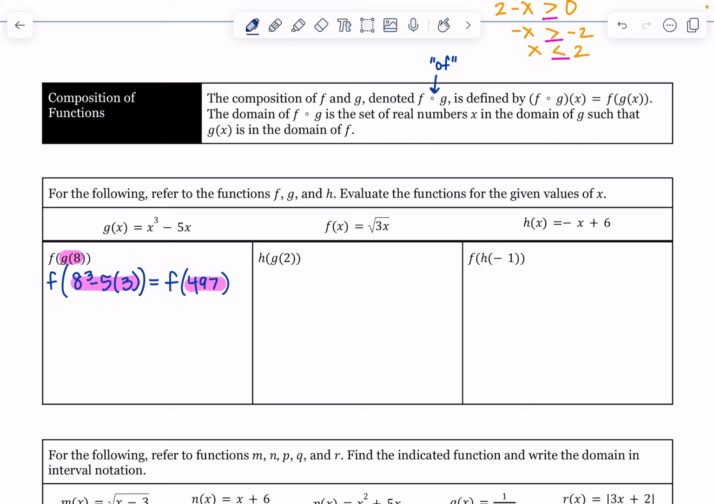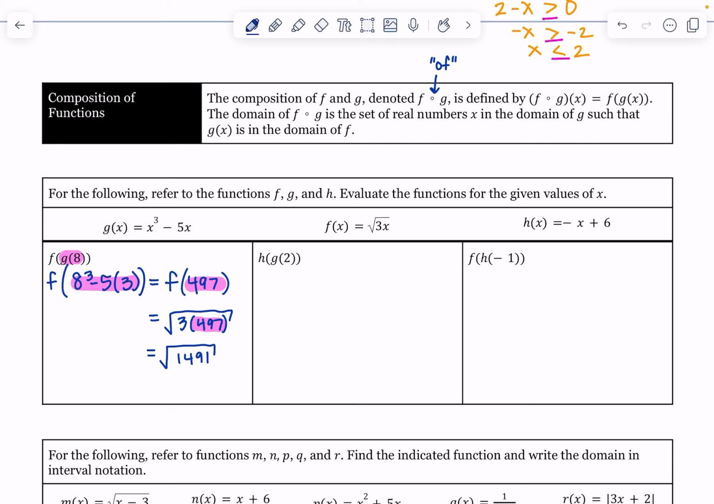And now I plug that into f. So when I plug that into f, I'm going to do the square root of 3 times 497. Okay, so all those highlighted in pink are g of 8. So I took my g of 8 and plugged it all the way through. So 3 times 497 is the square root of 1491. I don't know that that simplifies. I don't think it does. I'll leave a comment if I find something, but I think that would probably just be the final answer.